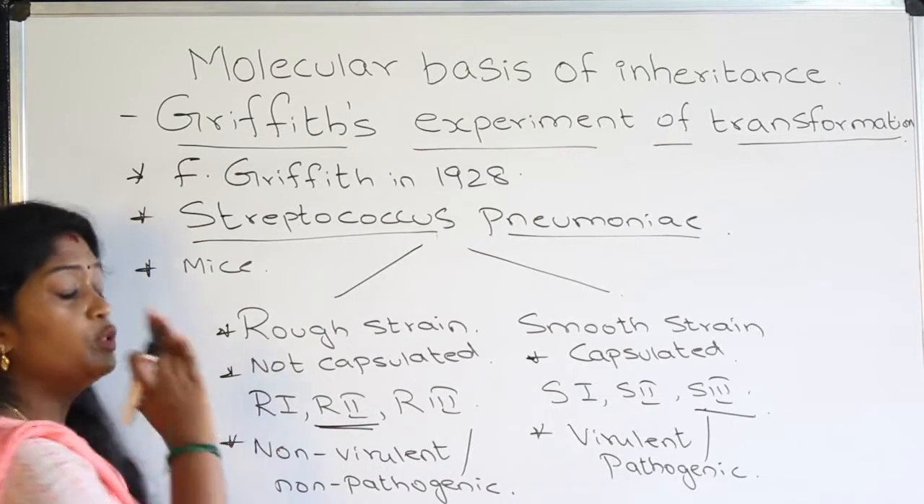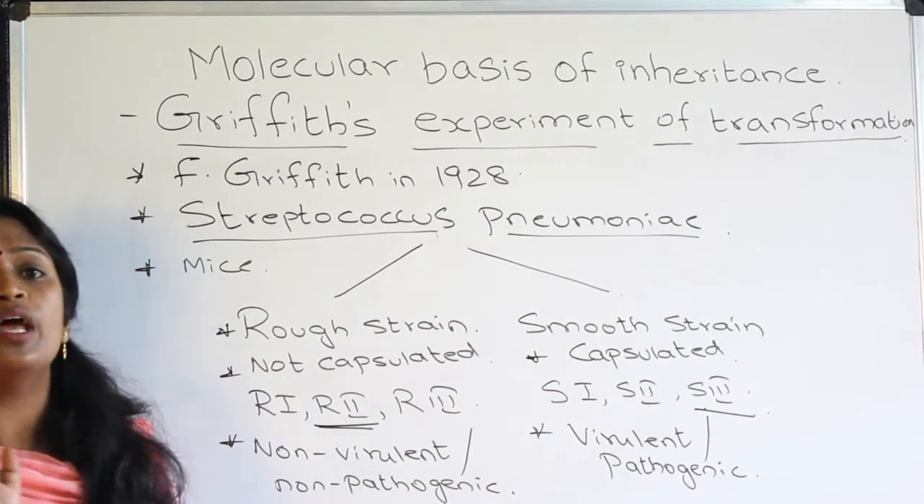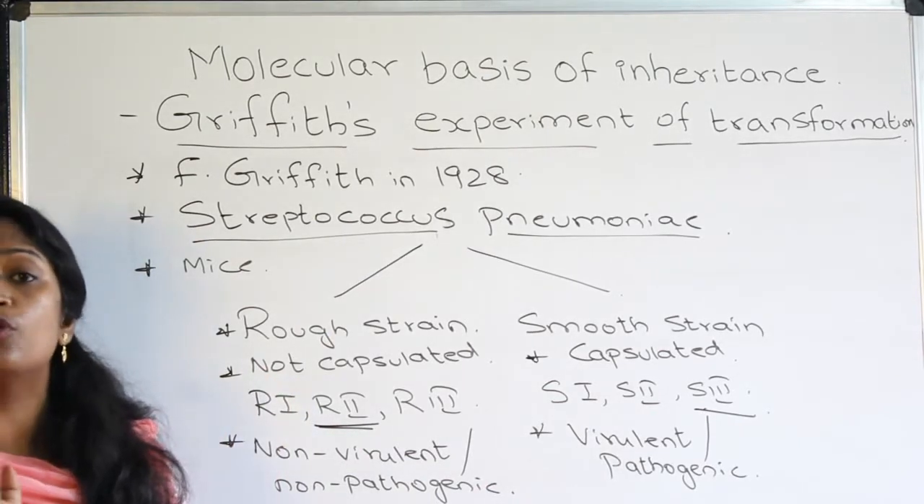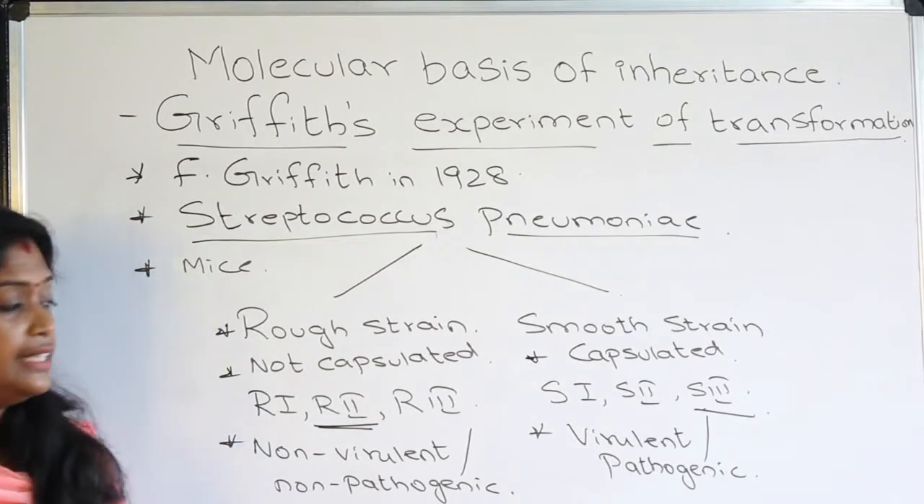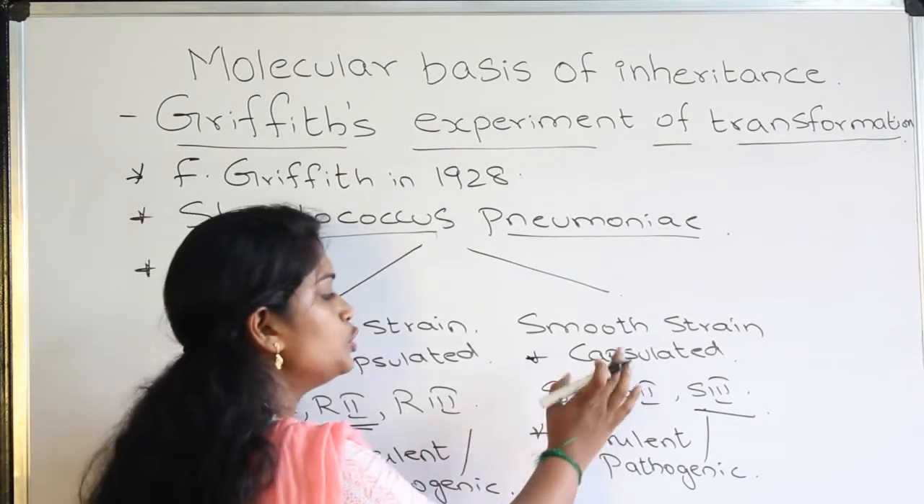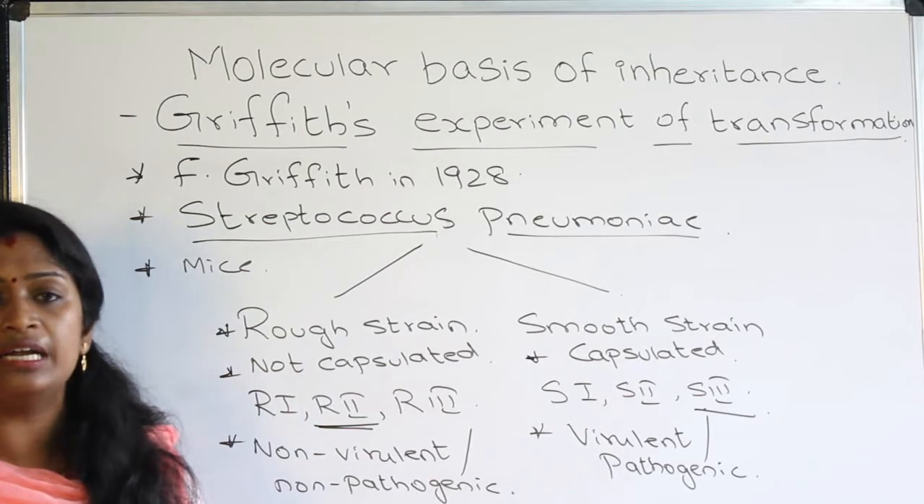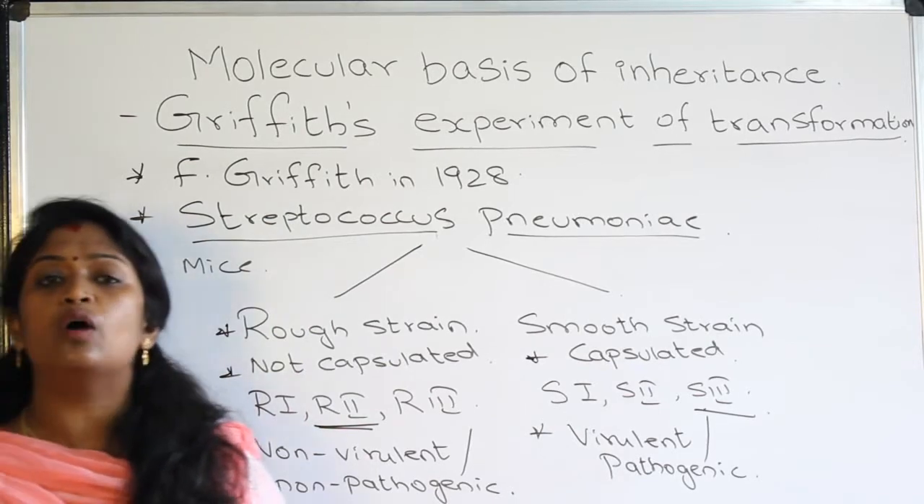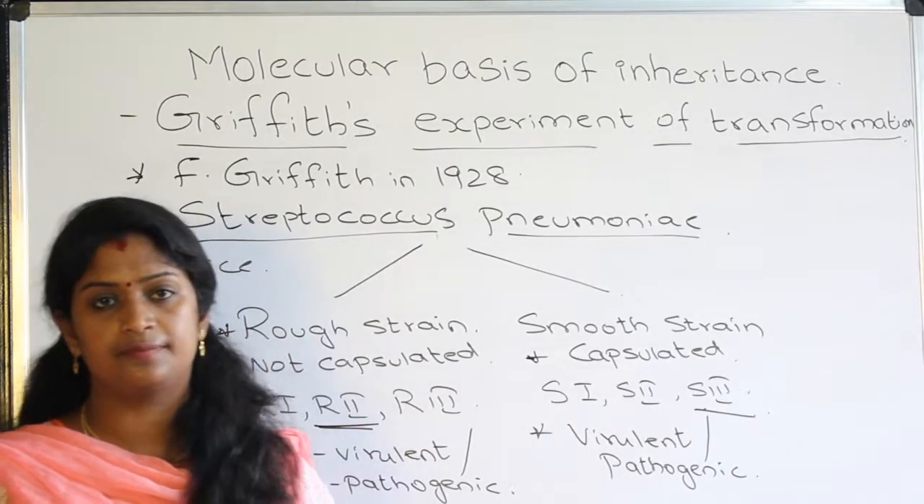The rough strain which was non-capsulated was non-pathogenic or non-virulent, that is it did not cause any disease, whereas the smooth strain which he selected was virulent and pathogenic. Now let's move on to the experiment.